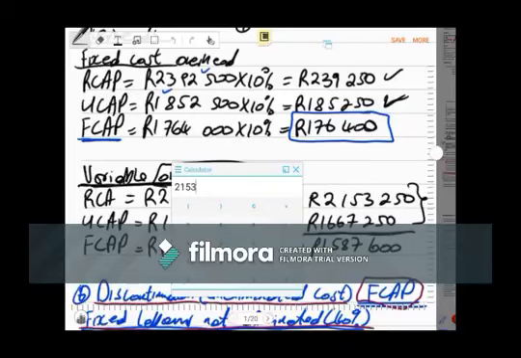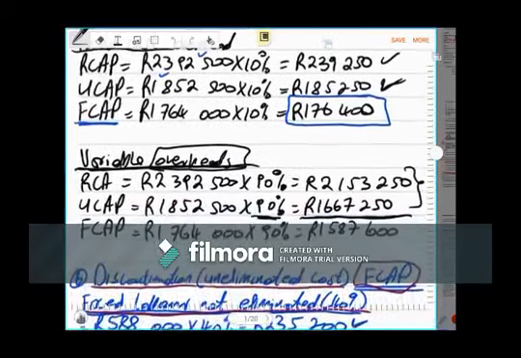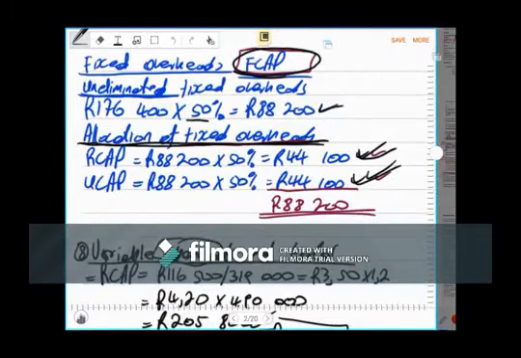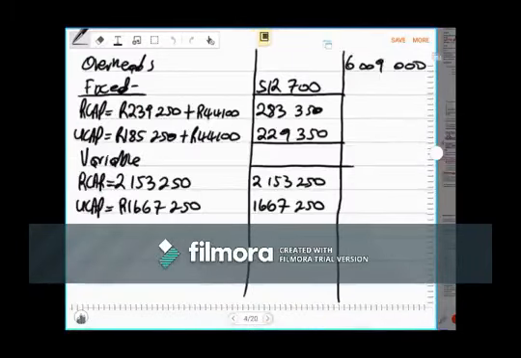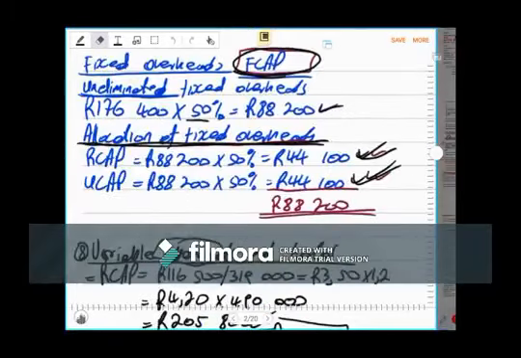Again, 2,153,250 plus... 3,220,500. So this will be the total of the variable overheads. Let me check if my variable overheads have been accurately calculated. Okay, this should not be the total. It's fine, the figure is fine.